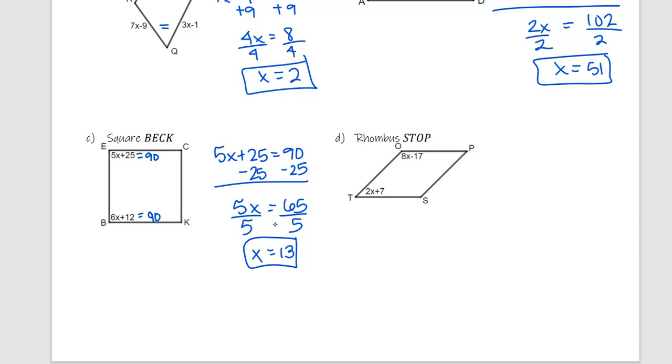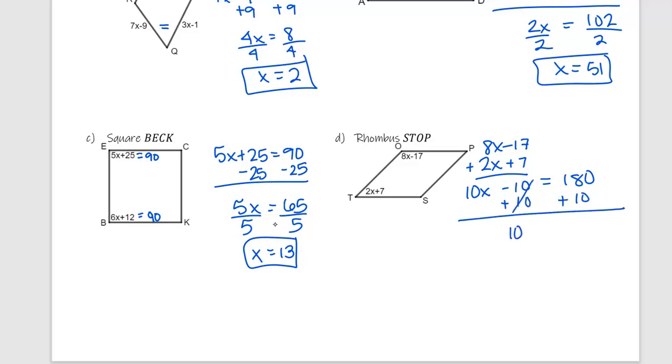This next one, the rhombus, we know that these are not equal, but they are supplementary when we go one angle right after the other angle, so they add up to 180. So we're going to take our 8x minus 17 plus our 2x plus 7 and set that equal to 180. So add 10. 10x is equal to 190 and divide by 10. So x equals 19.